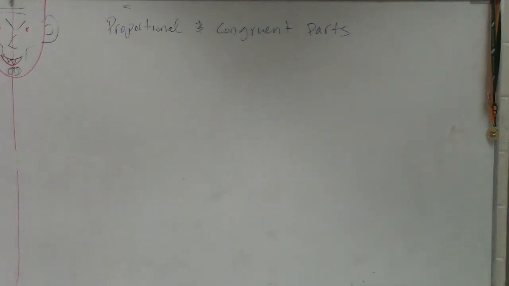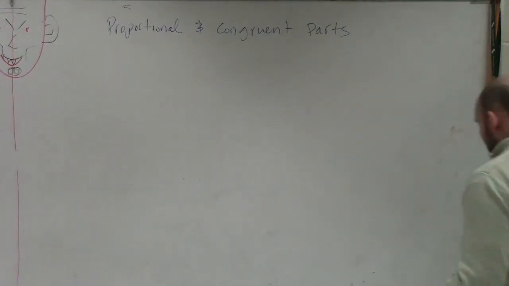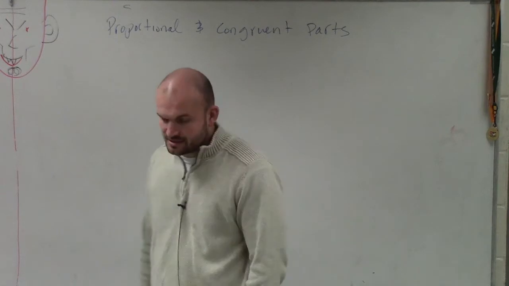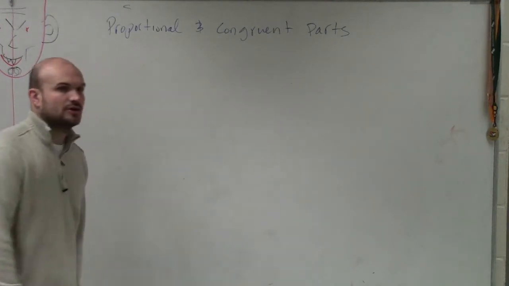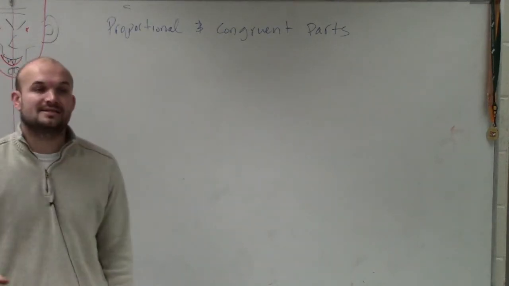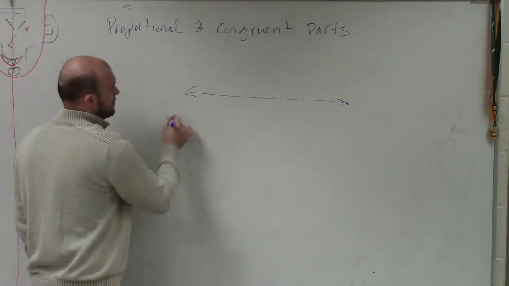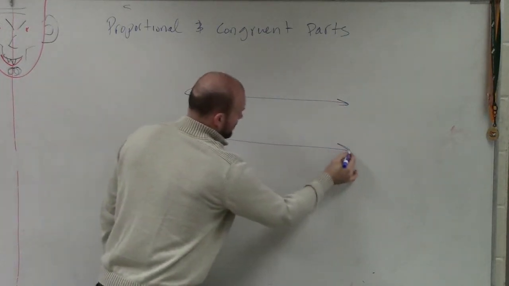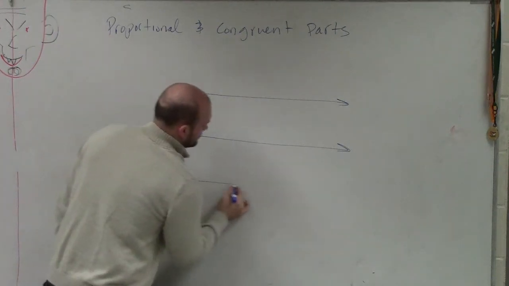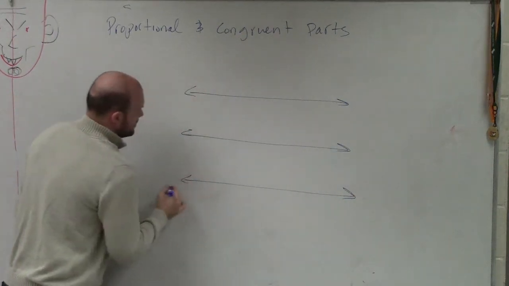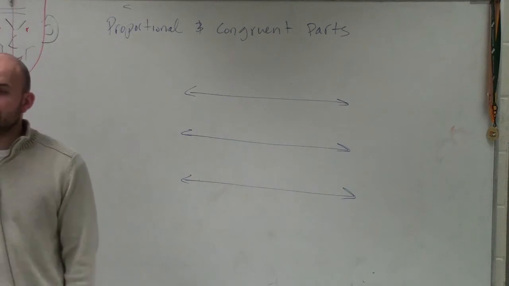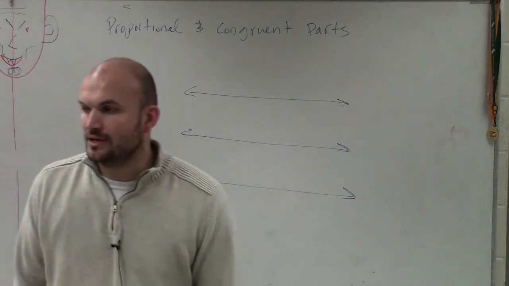If we're going to talk about proportional and congruent parts, there's a couple things that I want to discuss with this. First of all, proportional and congruent parts, we're going to talk about 3 lines that are parallel. So let's say we have 3 lines that are parallel to each other.